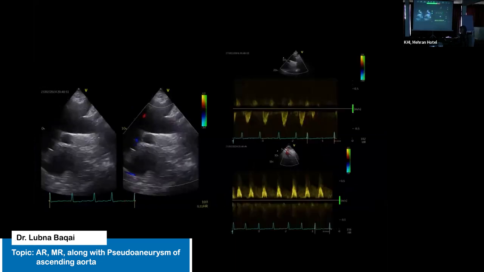On the suprasternal view, you can see the dilatation of the arch of the aorta, but the aortic reversals on the descending aorta are not very significant holodiastolic reversal. There is only early diastolic reversal, and no significant reversal in the abdominal aorta. So AR is not significant, but mitral regurgitation seems to be significant in this patient.